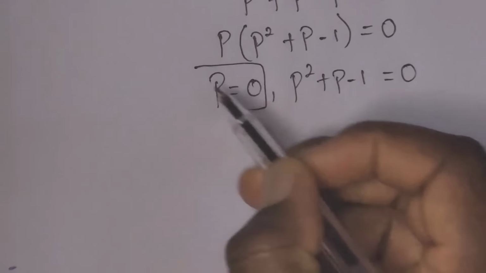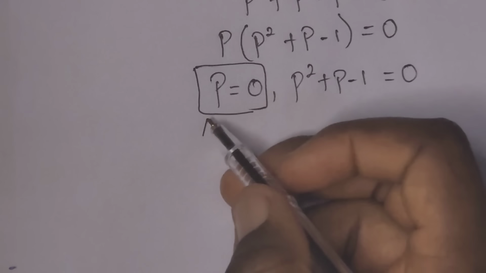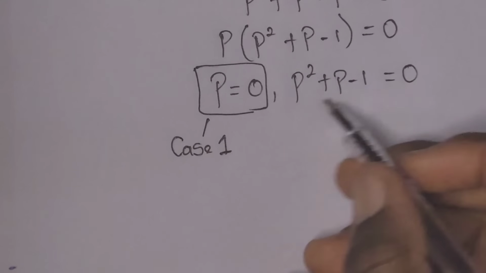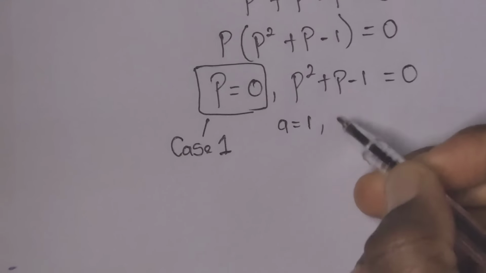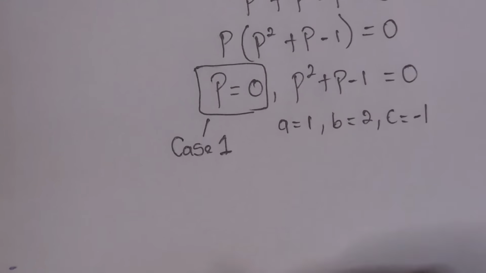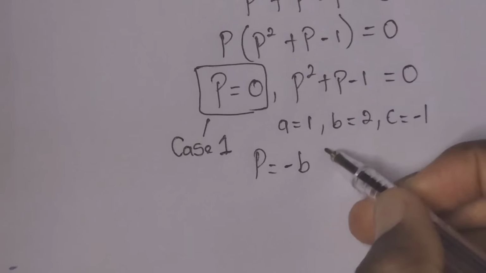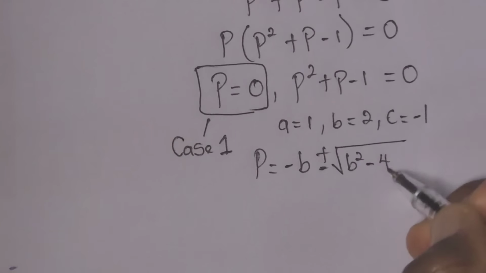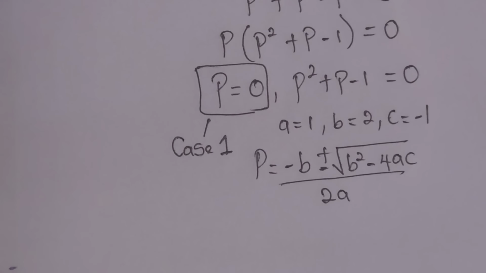So let's name this case 1. We've gotten the first value for p. And let's resolve this quadratic equation. Let a be equal to 1, b equal to 1, and c equal to minus 1. And our p will be, by the quadratic formula, minus b plus or minus the square root of b squared minus 4 times a times c, over 2 times a.